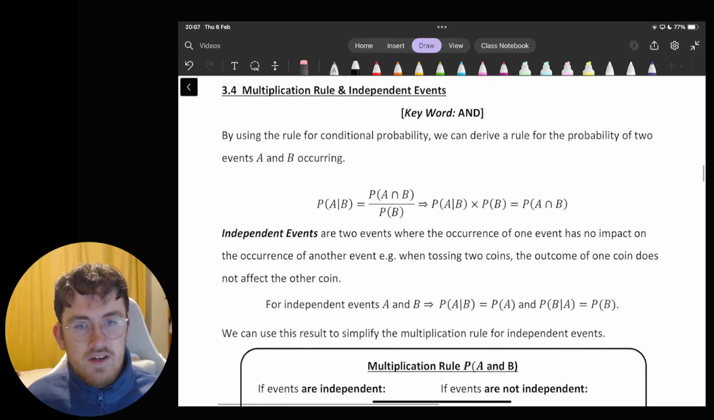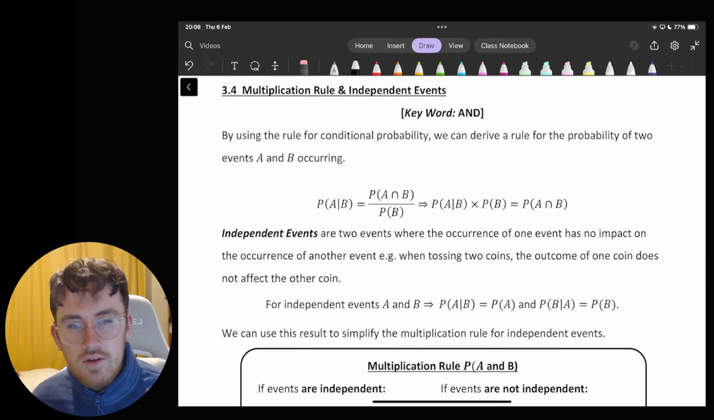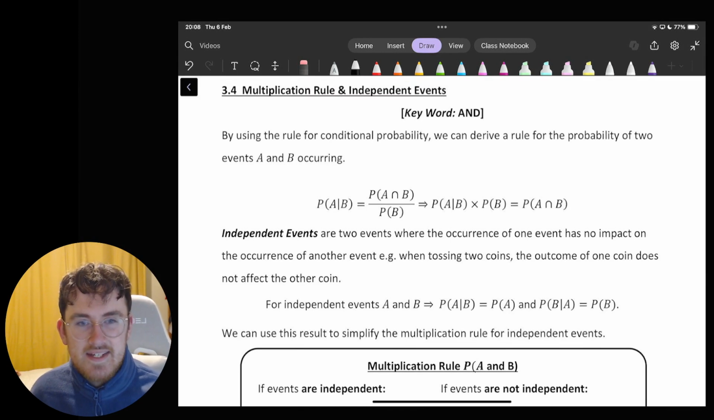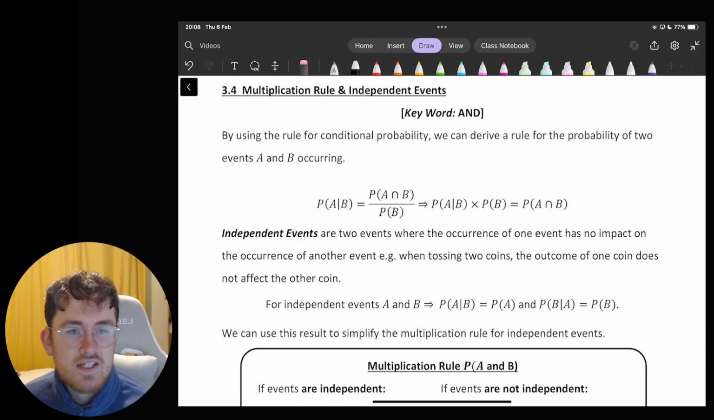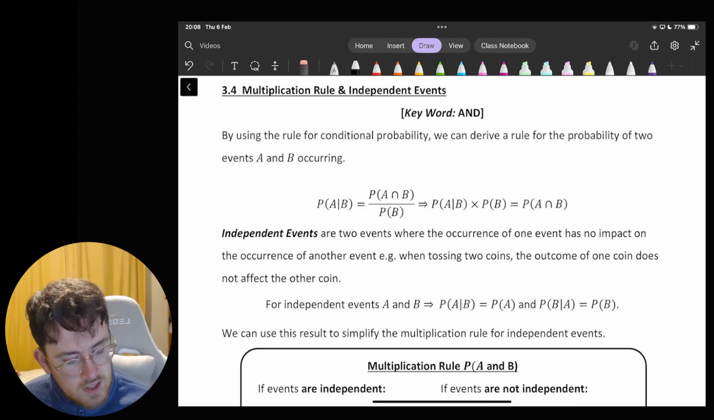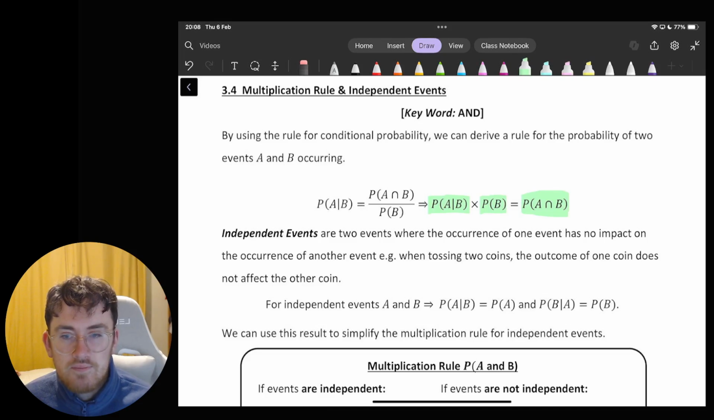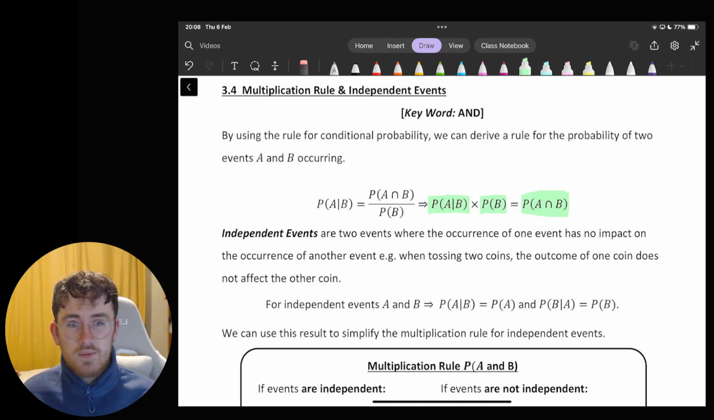The last little bit of theory then that we have is the multiplication rule, and this comes in with independent events. This is a rule we can derive from our conditional probability rule here. By rewriting the rule, as you can see here, we work out that the probability of getting A and B, of both happening, is the probability of A given B multiplied by the probability of B. So that's a straightforward multiplication rule for us here.